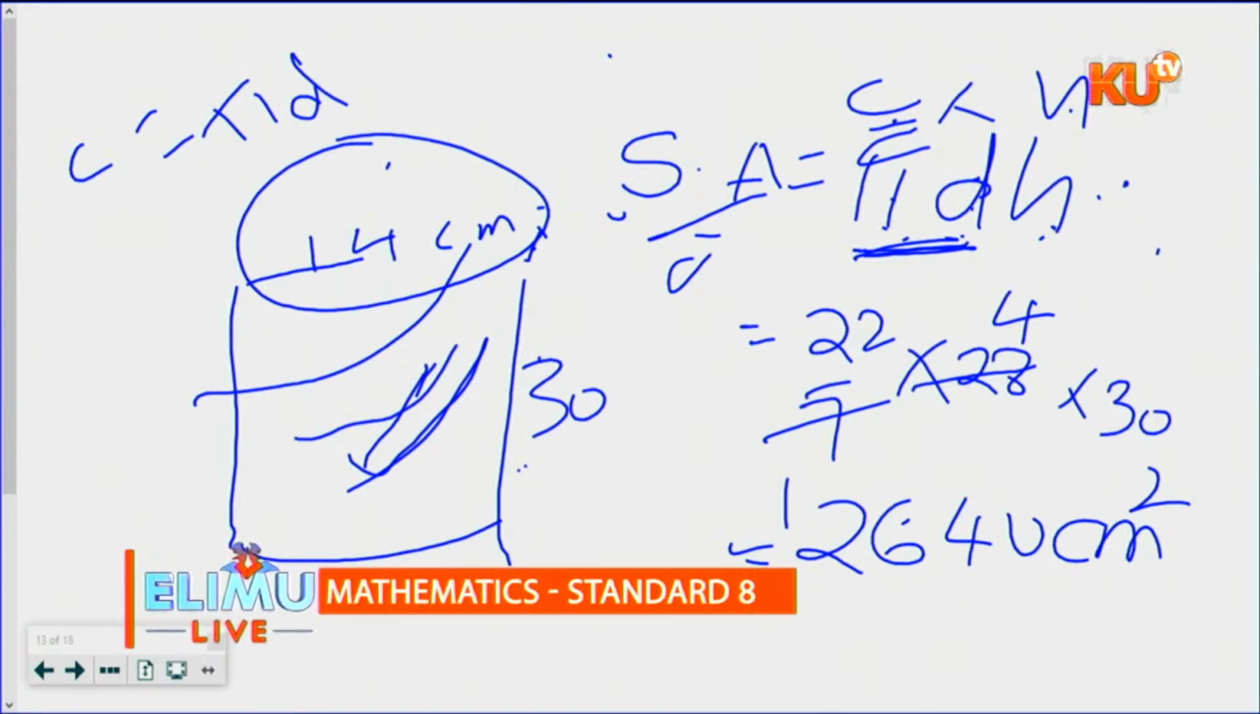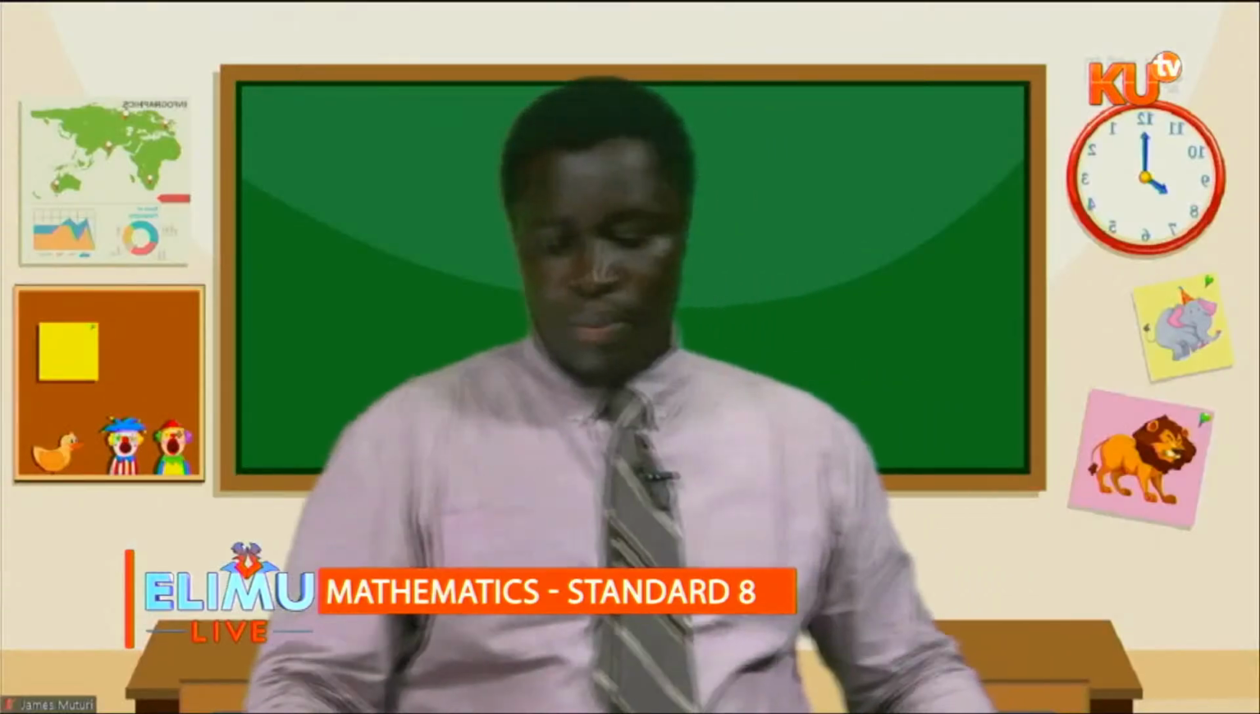Using simplification by cancellation, 7 into 28 gives 4. Then that leads us to multiplication, and we get 2,640.